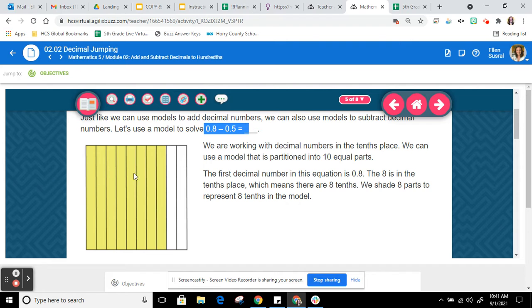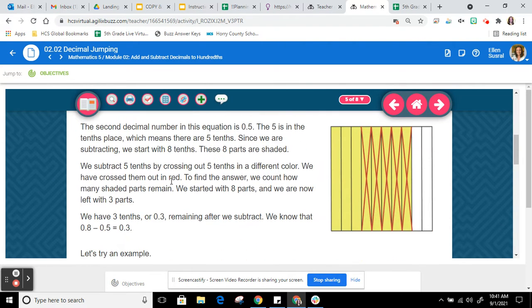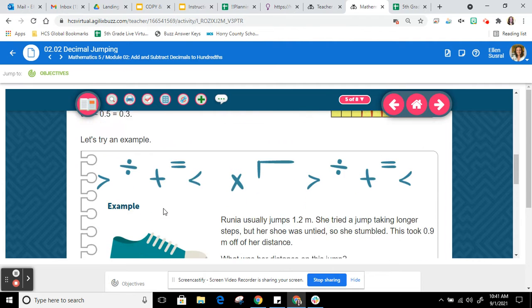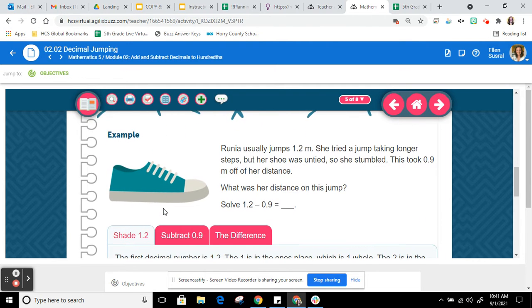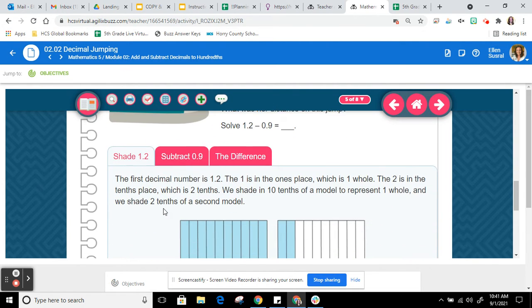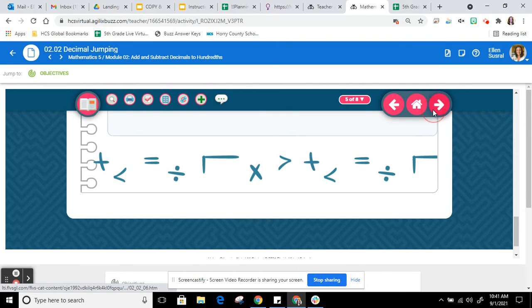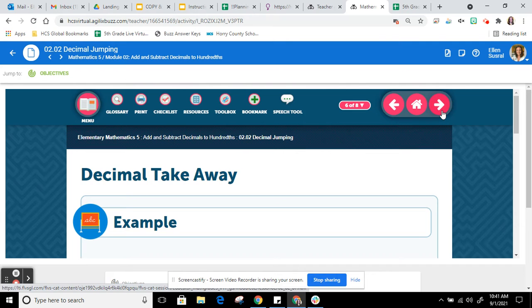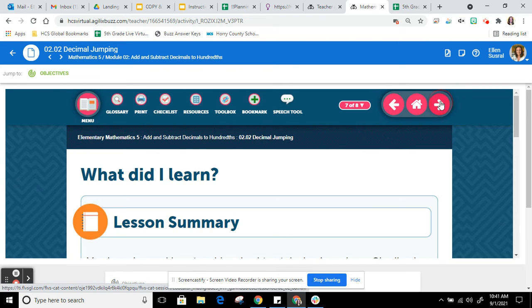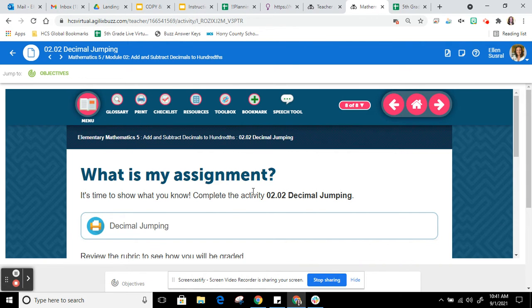Now we're looking at subtracting decimals. You've got your 8/10. Each of these is a tenth. 8 are shaded. You cross out 5. And you're going to have to do some reading here because it explains how you do the subtraction of decimals using the models. It explains it all here for you.